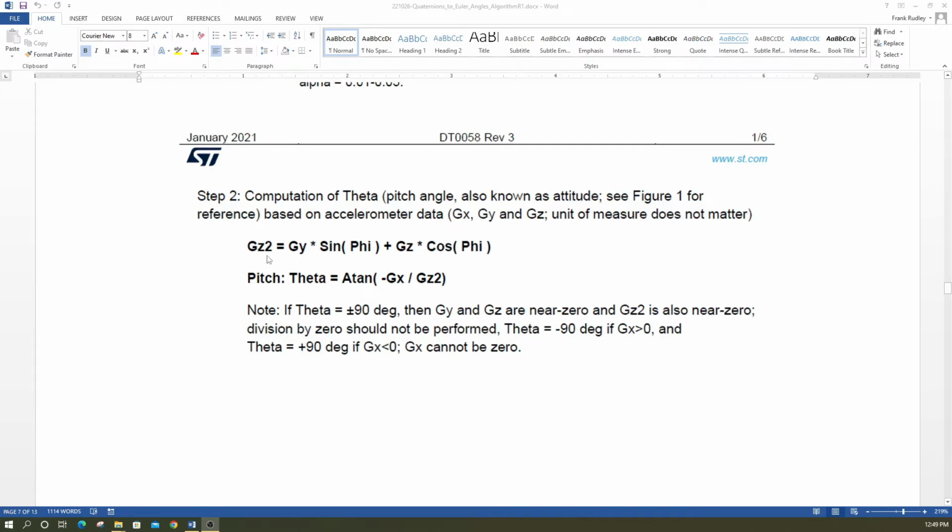There's a part here they call GZ2, which is just the total acceleration vector magnitude. So the way you compute your pitch Euler angle theta, it's the inverse tangent of minus the x component of acceleration over the total acceleration magnitude. So that's from STM DT0058, Rev 3.